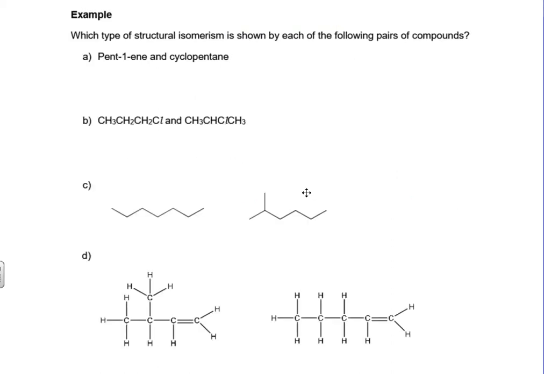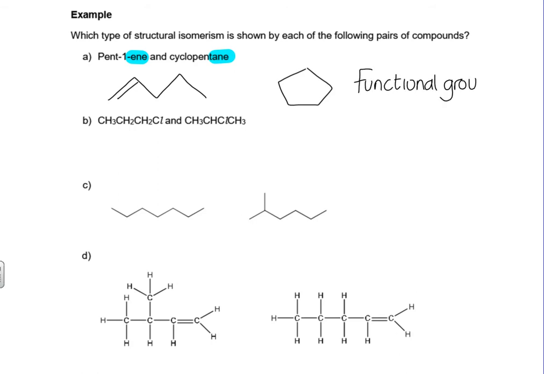They're functional group isomers. So what we're going to do now is we're going to pause the video and draw out pent-1-ene and cyclopentane, and then have a think which type of structural isomerism you think it is. There you go, I've got pent-1-ene and cyclopentane. Then we'll look at the names, and we've got an ene and an ane. That's a different functional group. That makes these two functional group isomers.